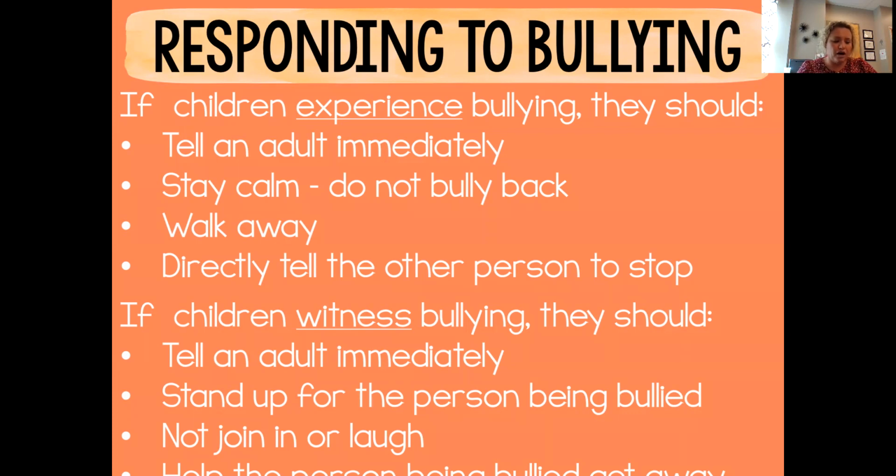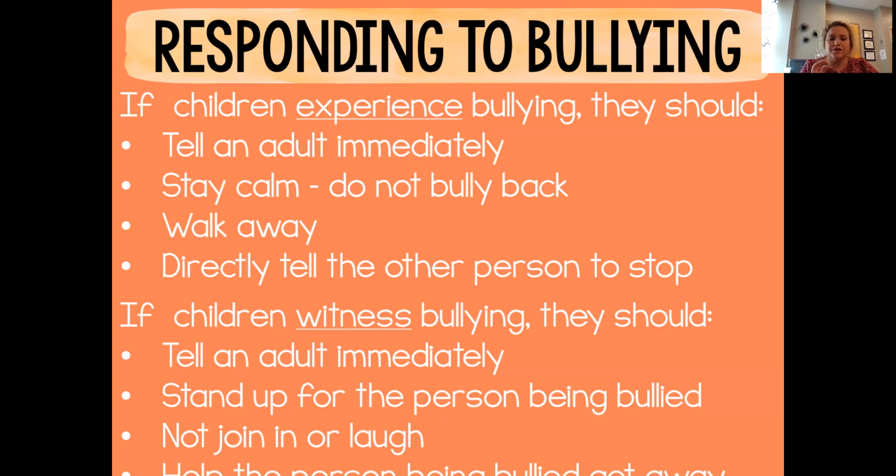So when you're talking to your child about bullying, it's best to be proactive. Okay, so make sure they know what to do if they ever are being bullied or if they ever see it happening. Make sure that they know how to handle it ahead of time. And that just helps them to make safer decisions when this is happening.